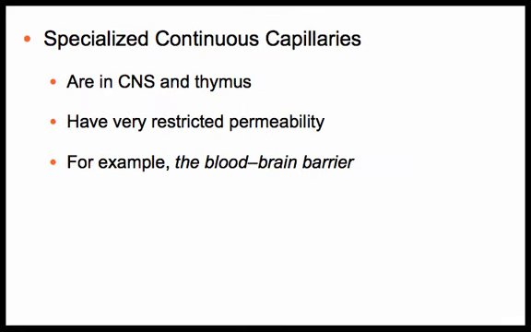Specialized continuous capillaries are found in the central nervous system and the thymus. These capillaries have very restricted permeability. In the brain, this restricted permeability helps to form the blood-brain barrier.